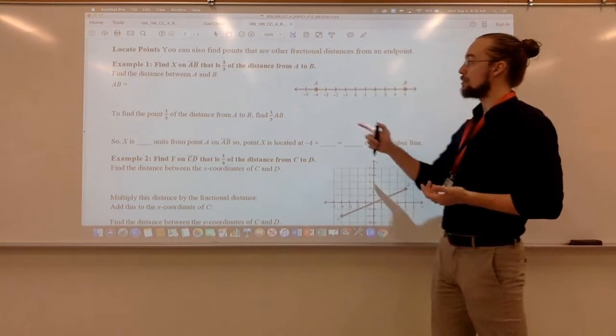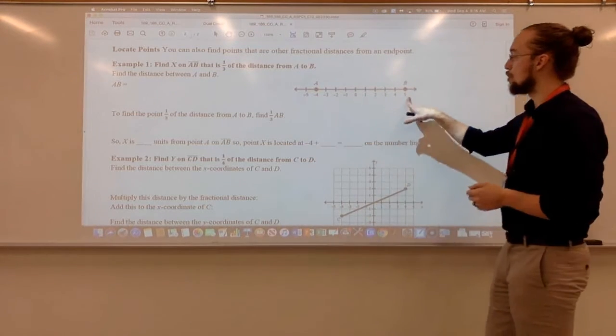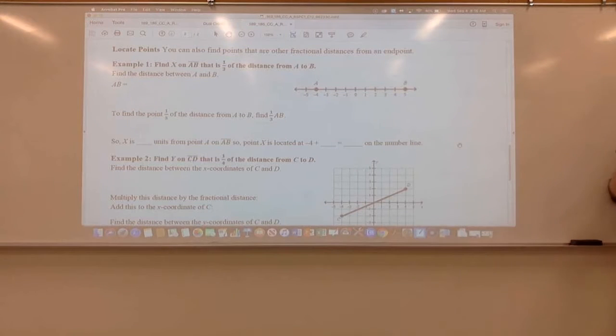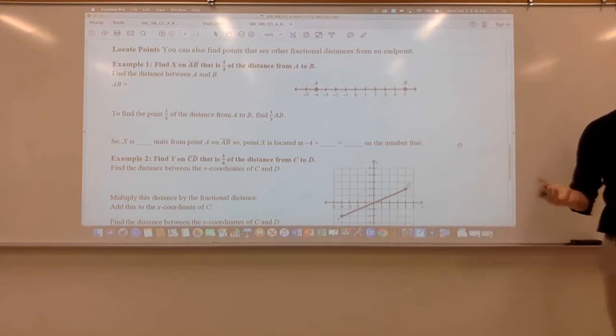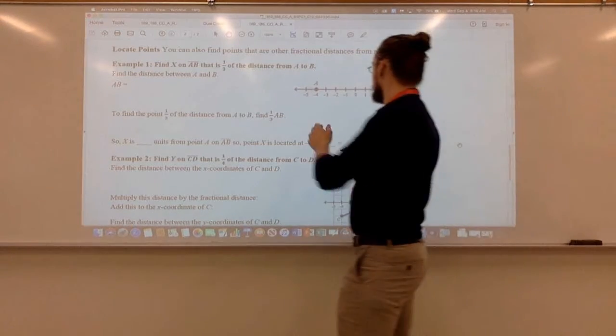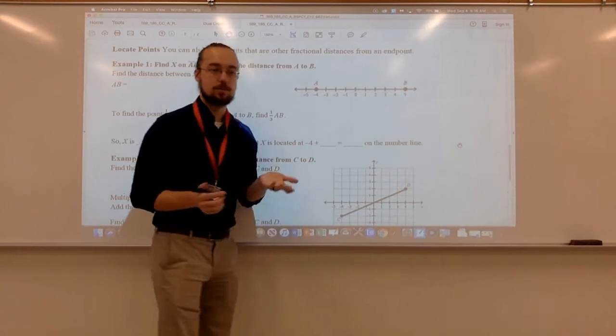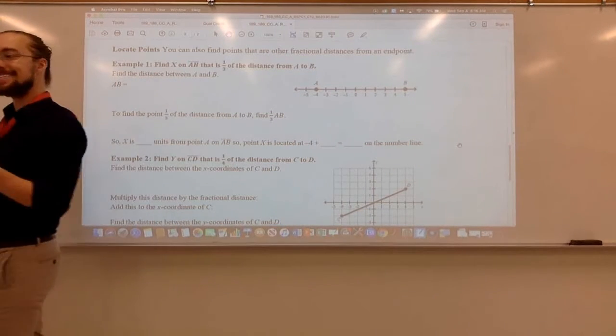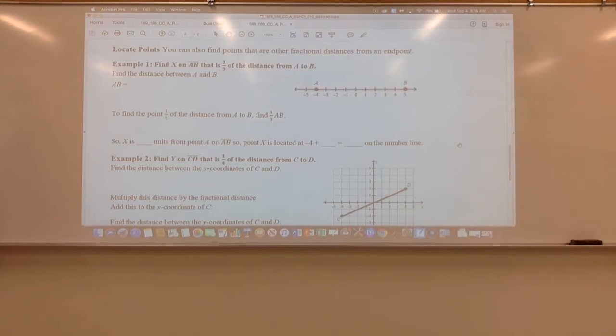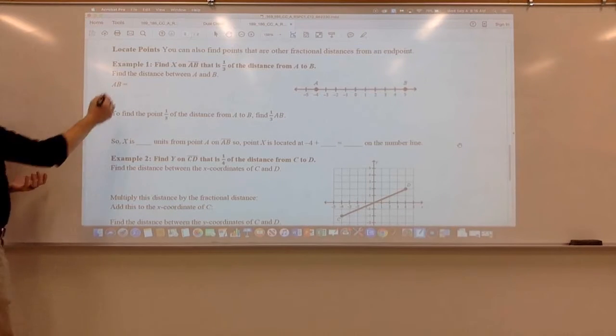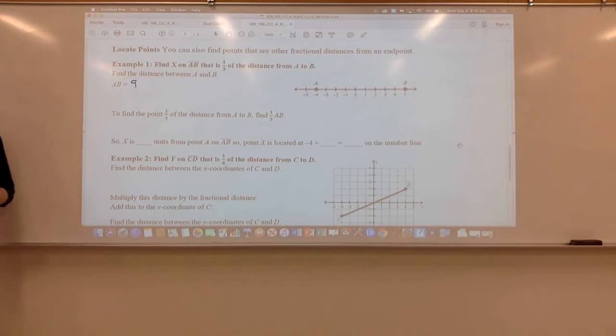So in this example, I've got A at -4, B at 5. What's the total distance between those points? 9, right? So again, we could either count the boxes or just take the larger number minus the smaller number. 5 minus -4 gets me 9. So that distance between 5 and -4 is 9. We're just thinking about distance between those two numbers on a number line.